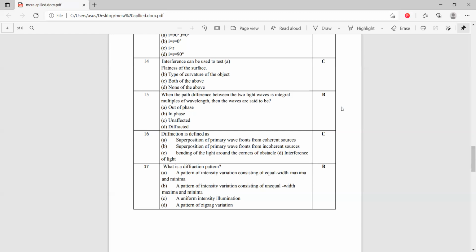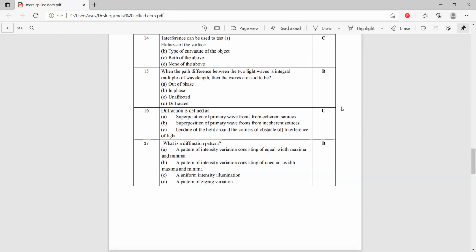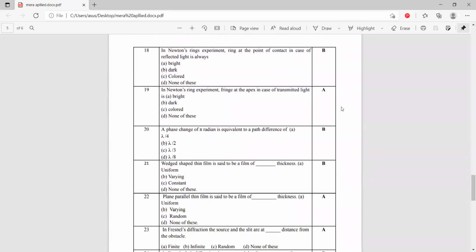Now moving on to question number 17. What is a diffraction pattern? We have to explain what the pattern of diffraction is. Option A, a pattern of intensity variation consisting of equal width maxima and minima. Option B, a pattern of intensity variation consisting of unequal width maxima and minima. Option C, a non-uniform intensity illumination. Option D, a pattern of zigzag variation. So the correct answer is a pattern of intensity variation consisting of unequal width maxima and minima. That is option B.